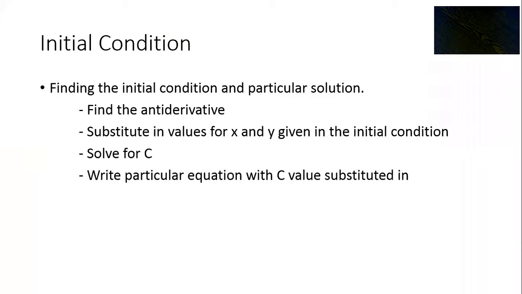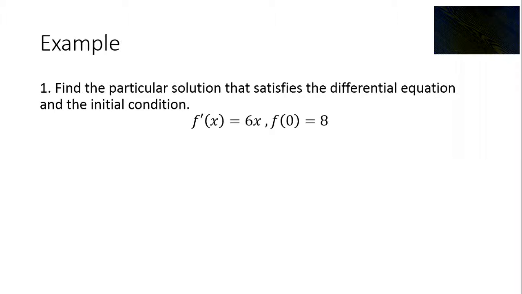The steps for finding the initial condition, just a quick review. When you want to find the initial condition, you first want to just take the antiderivative, right? Integrate the function that you're given. And after you do that, substitute in the values they will give you for x and y, solve for your c, and then write the particular equation with c substituted back in. If you're given the second derivative, you'll have to do that twice in order to get back to the original function f of x.